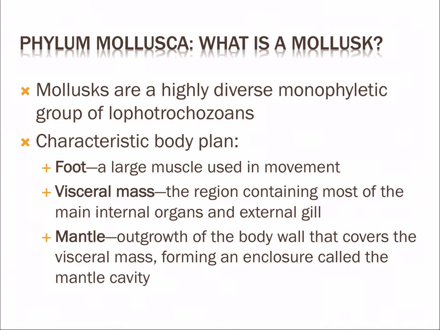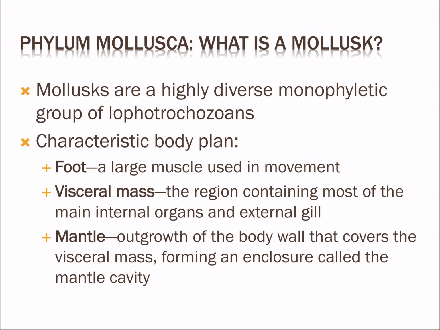This is part 2 of chapter 31, picking up where we left off here. We're continuing to look at the Lophotrochozoans, and we've looked at roundworms and flatworms, phylum Annelida, phylum Platyhelminthes. We're going to continue talking about phylum Mollusca, the mollusks. So these are, again, a very highly diverse and monophyletic group of Lophotrochozoans.